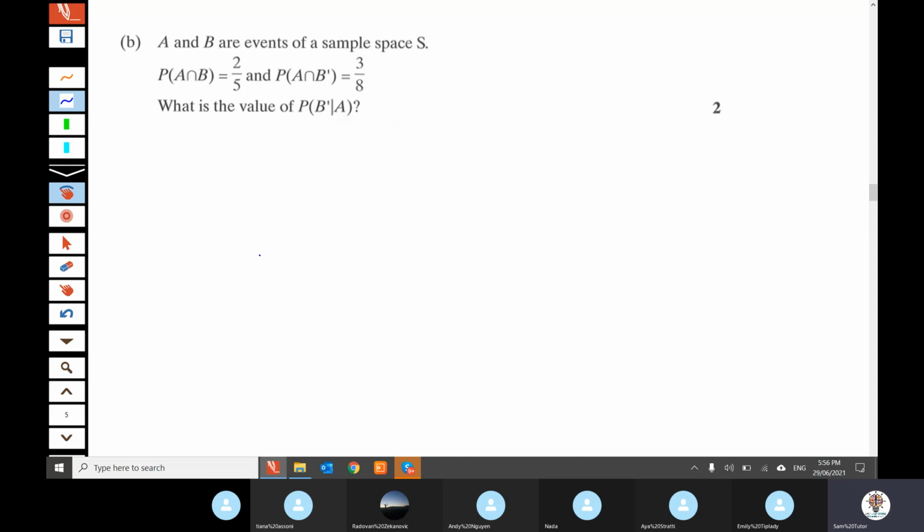A and B are events of a sample space S. Probability of A and B equals 2/5, and probability of A and not B equals 3/8. What is the value of probability of not B, conditional on A? Probability of not B given A equals probability of not B and A, which is the same as that one, over probability of A. So the only thing I don't have is probability of A.